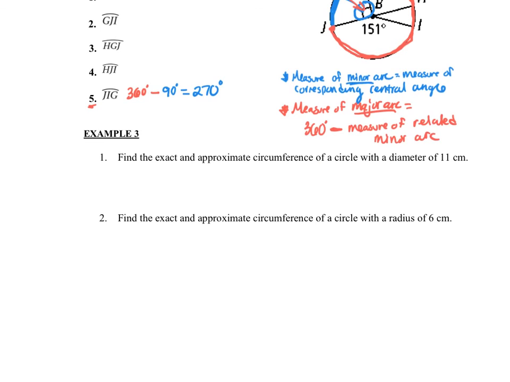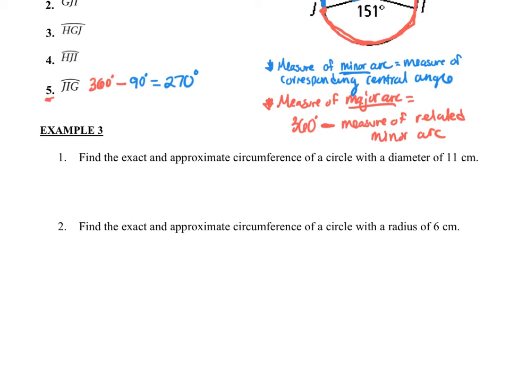Okay, and example 3. Find the exact and approximate circumference of a circle with a diameter of 11 centimeters. So we know the diameter, so we can use the equation C equals d times pi, or you can write it as C equals pi d. Seen it both ways. And we know the diameter in this case is 11. So our circumference, if you want the exact answer, that just means you're going to keep pi in your answer. So it'll be 11 pi centimeters is the exact.